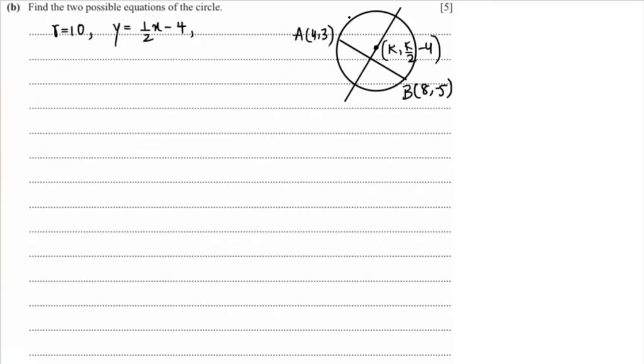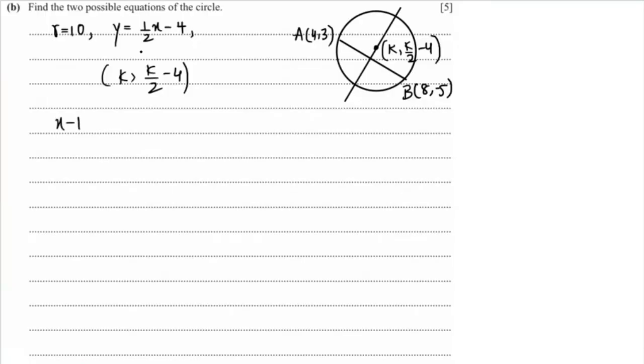Suppose A is the center of the circle. Your y coordinate of the center is going to be A over 2 minus 4. It's up to you whether you want to use A or K. I'm using K. Now I will write the standard equation of circle using this center.